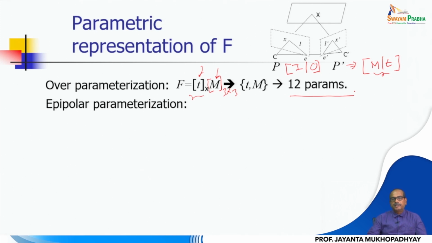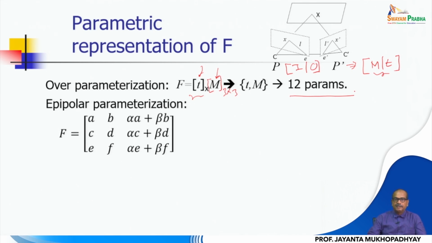Now we would first consider the epipolar parameterization. That means we consider the epipoles represented in F, factoring out the epipoles, and see how you could represent it. Consider this particular representation. You can see how many parameters there are in this case: a, b, c, d, e, f, alpha, beta. So this is the kind of 3x3 matrix you have. The first thing you note is that it is a singular matrix because its determinant is 0.